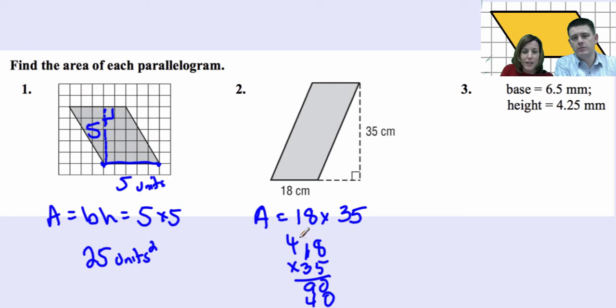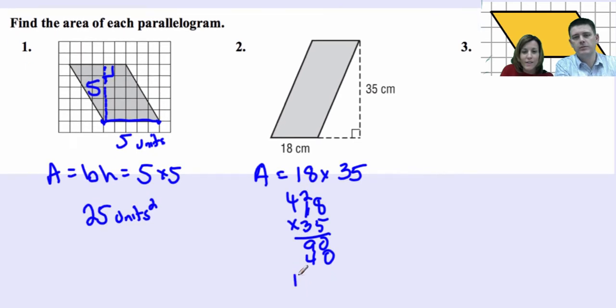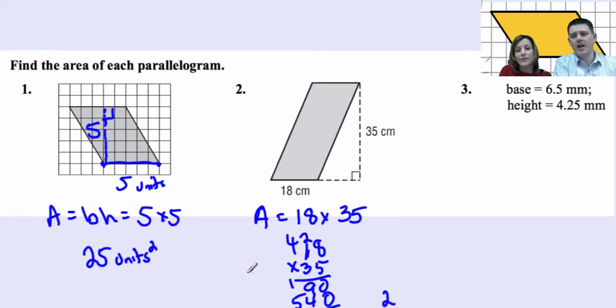That was so bad planning. 3, thanks. 540, now you probably just lost our heads. Carry the 1, 630. What do you know, I did it right. Centimeters squared. All right, third one, that's up to you.